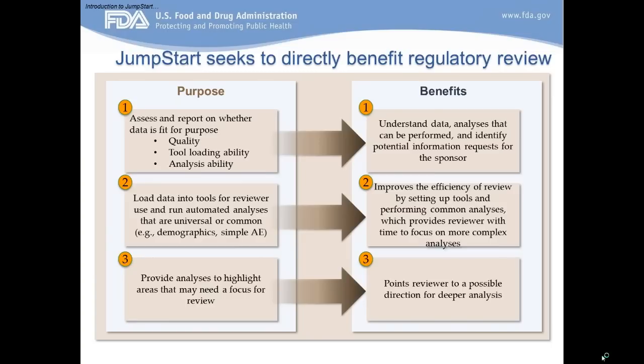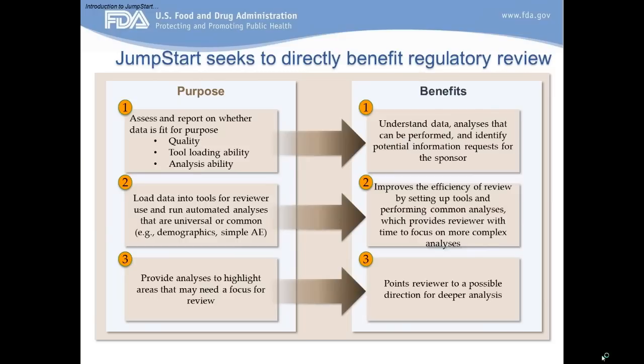In addition to that, we actually run automated analysis on what we consider universal or common analyses. These include things like demographics and simple adverse events. We think this is very beneficial because, as I said, they have the data loaded, and now we're running these more universal automated analyses and giving them to them. So we are shifting our reviewers' time so that now they can spend time doing those more complex analyses, the ones that are going to go more in depth and tell them the possible risk benefits for this product. So we think this is a really important component.